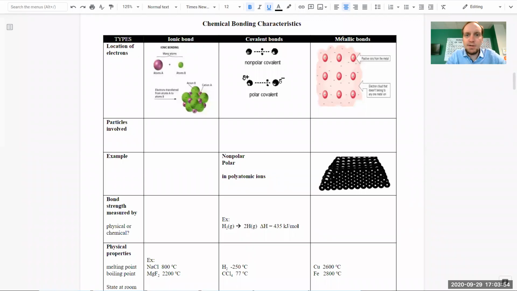The three types of bonds we're going to be discussing in this class are shown to you across the top of the page as ionic, covalent, and metallic. We're going to fill this table in and compare and contrast the different properties of these three different types of bonds, which you're going to learn all about here in this particular unit. So the very first thing it talks about here again is the location of the electrons.